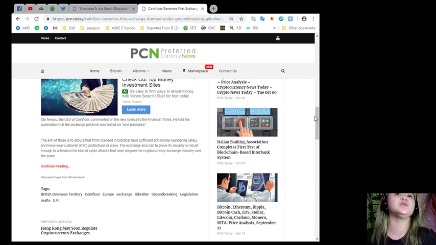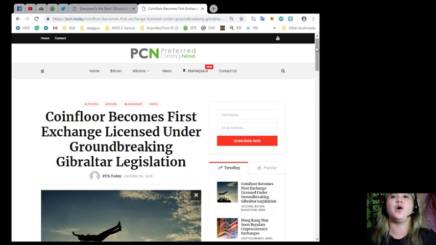The exchange also had to prove its security is robust enough to withstand the kind of cyber attacks that have plagued the cryptocurrency exchange industry over the years. Now, Nwosu commented on the licensing process under Gibraltar's new legislation. He said, "What impressed us was that this legislation was in the works for a long time. It's been well thought out."